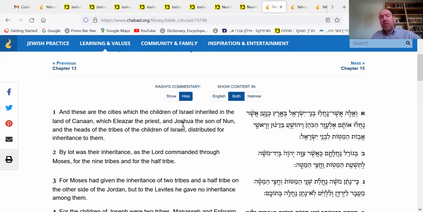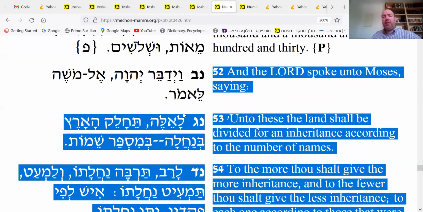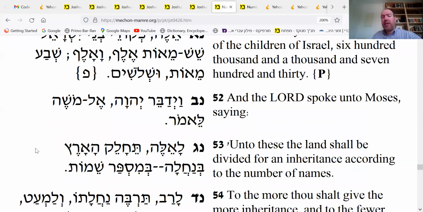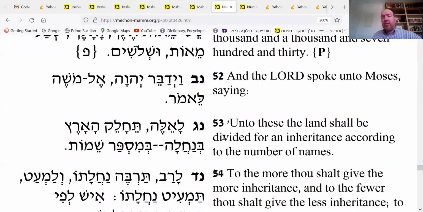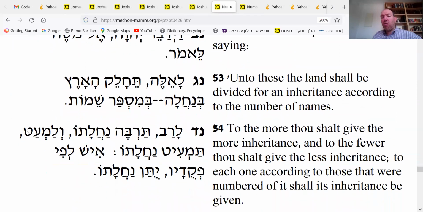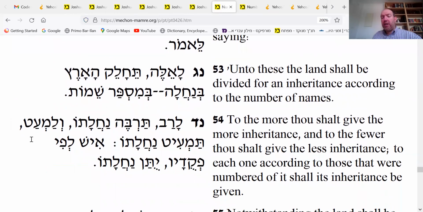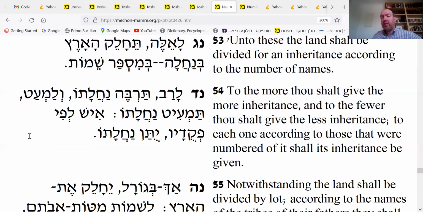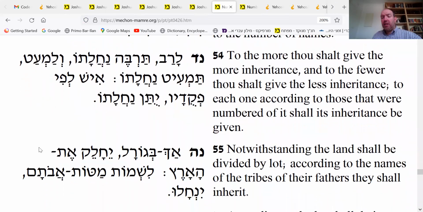And this is, of course, following the instructions that were given in the Torah itself. If we look at Numbers 26, Moses gave instructions, and the Lord spoke unto Moses, saying, unto these the land shall be divided for an inheritance according to the number of names. To the more you shall give the more inheritance, and to the fewer you shall give the less inheritance. To each one according to those that were numbered, its inheritance shall be given.